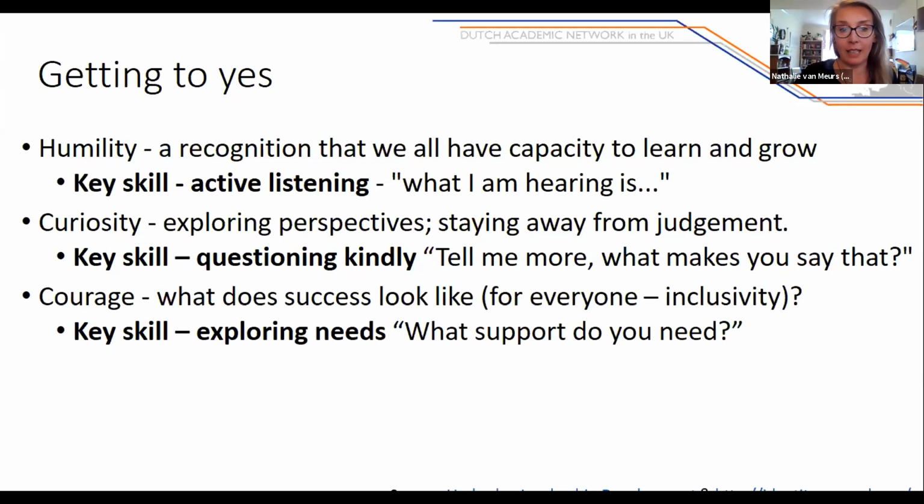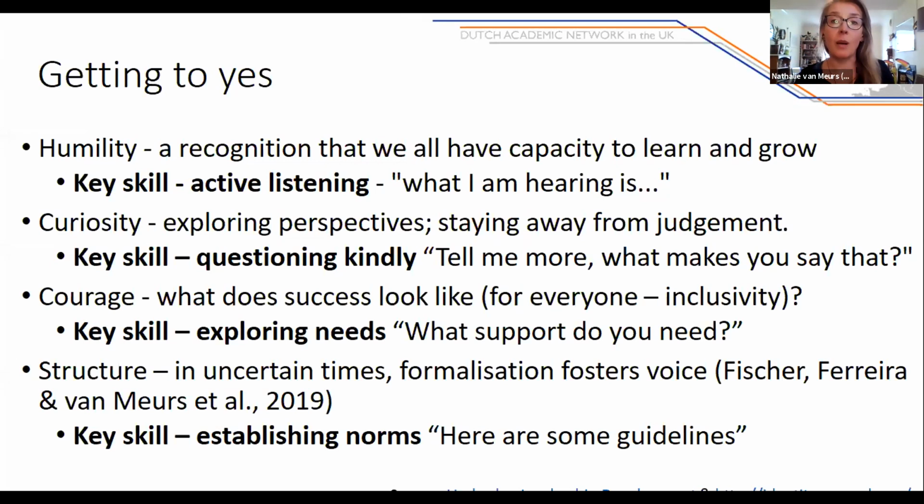At an organizational level, Ron and I have done some research together about uncertain times, and let's face it, we are in uncertain times. And actually here, having some formalization helps because it gives people the stability to come up with new and innovative ideas. So here are some guidelines. This is how we do things. This is what is accepted and familiar. And that might actually help people to deal with the chaos that is happening outside.